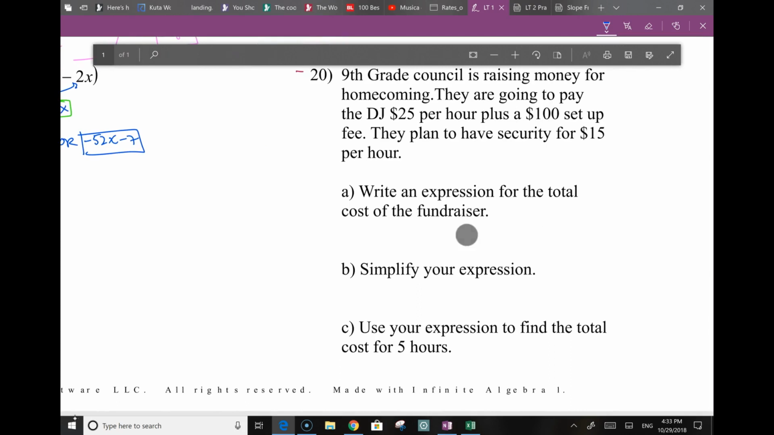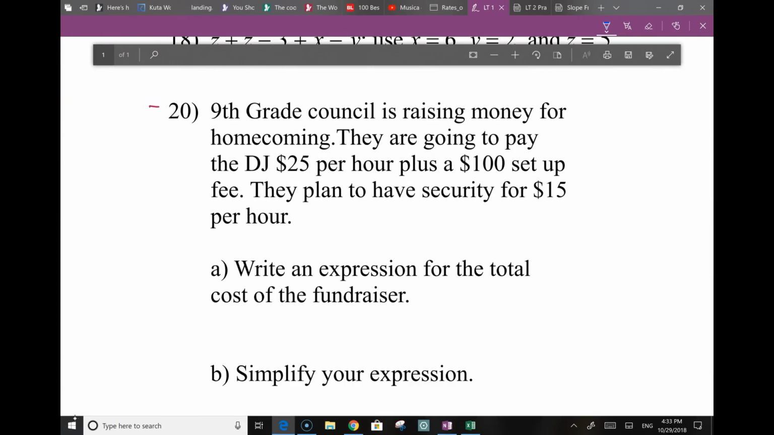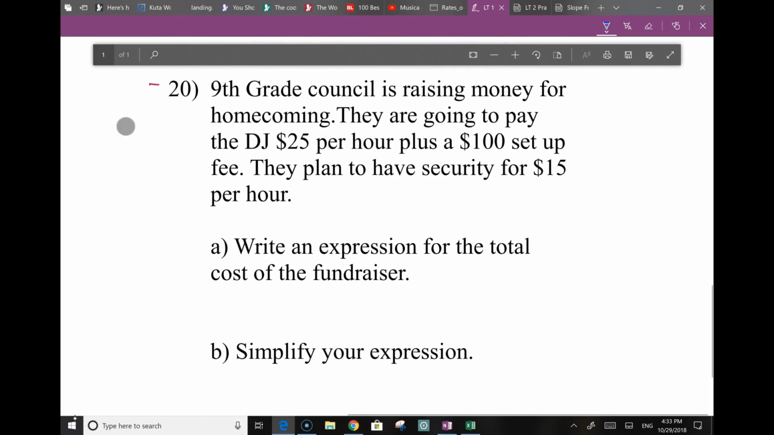All right, last question over here is the word scenario. I personally like word scenarios because it really does give a sense of how to apply these skill-based concepts. So the 9th grade council is raising money for homecoming. Right away, this is something that once you read all this, you don't need it anymore. It doesn't add any information to the math other than creating a story in your mind, okay? So we got it. So 9th grade council is raising money for homecoming.